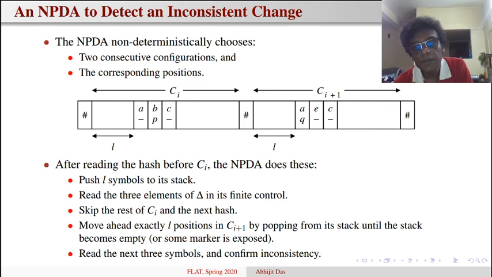So if the input is syntactically correct but semantically wrong, this means there must be at least one inconsistency somewhere. For some i, for some L, there must be some inconsistency. And this is the power of non-determinism. Since the NPDA can guess, it can find the position of inconsistency.